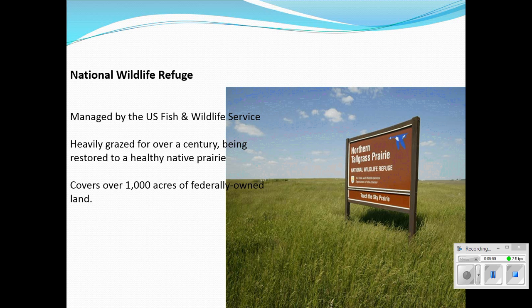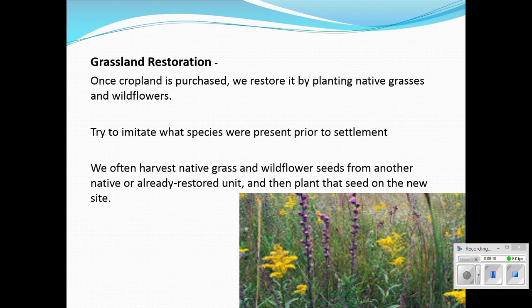So they have purchased land from farmers that no longer want it, or they give them a really good price for it, so they don't need it anymore. And then they rehabilitate it and put it back into prairie land. It's pretty cool. So once they purchase the cropland, they restore it by planting native grasses or wildflowers, excuse me. They try to imitate what species were present prior to settlement.